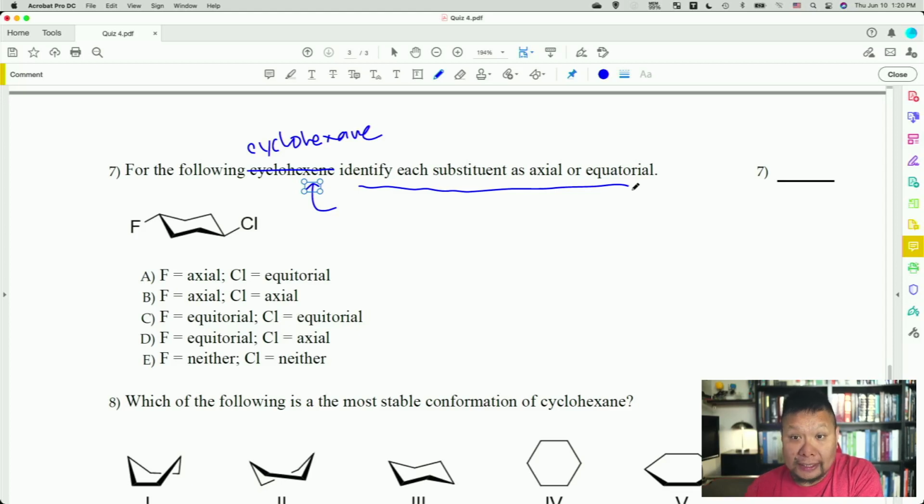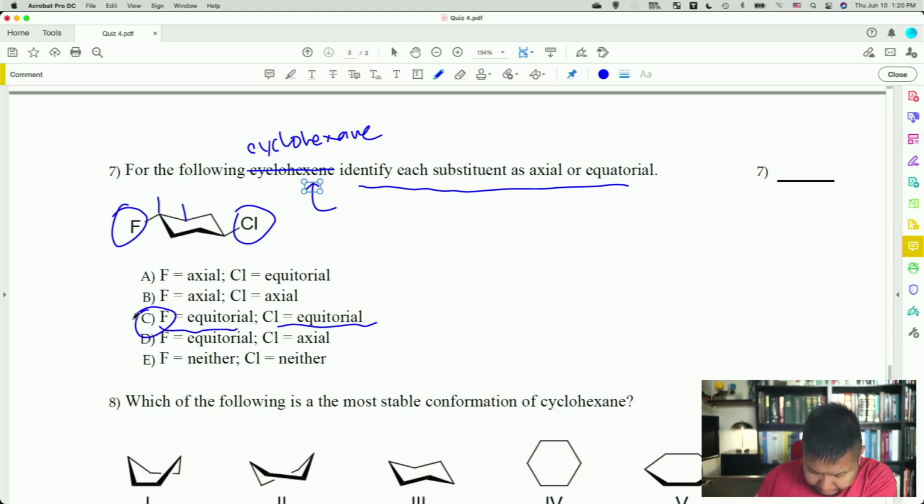No, sorry, you should have gotten this stuff yesterday in lecture already. And I've already forgot what day it is. Both of these here, the fluorine and the chlorine, are in the equatorial positions, if they're pointing out to the sides. If they're pointing up like this, that would be axial. So the answer here would be fluorine equatorial, chlorine equatorial. So the answer there is C.